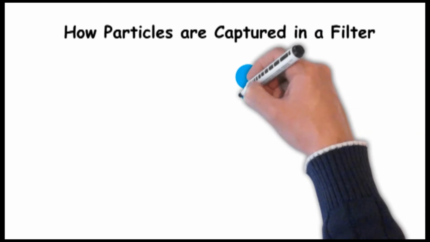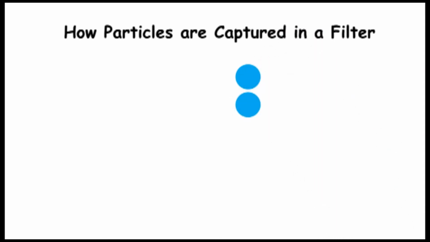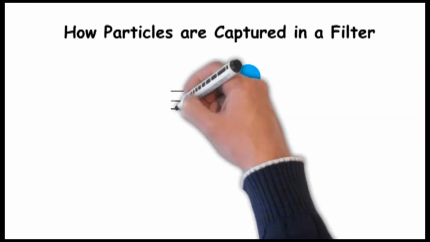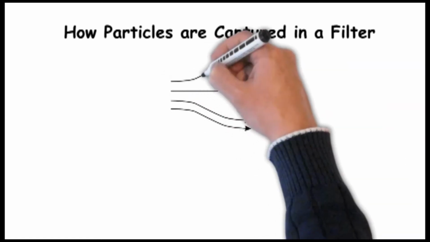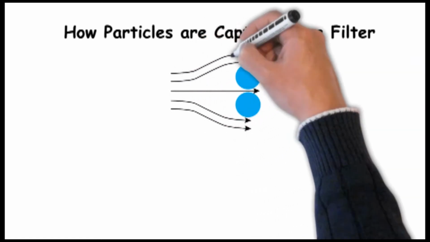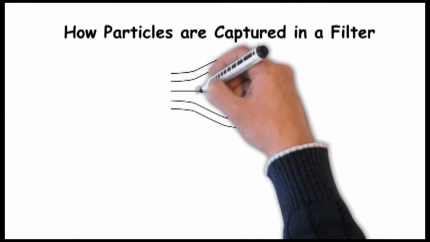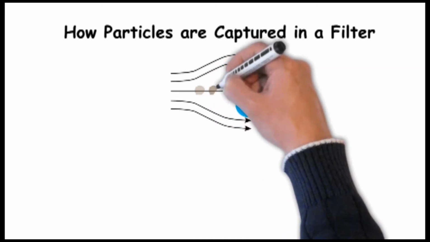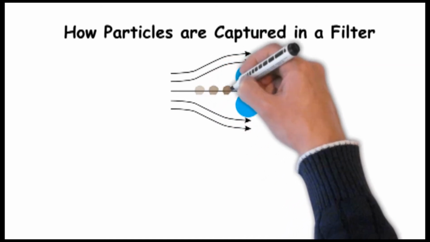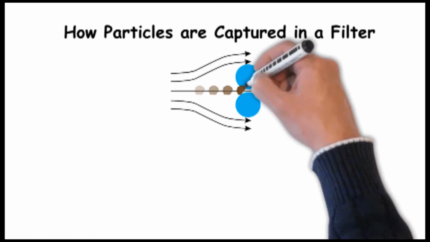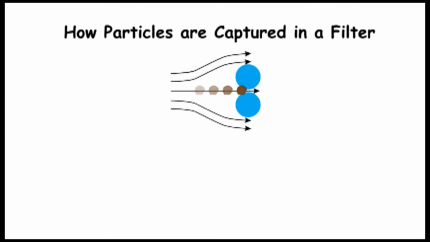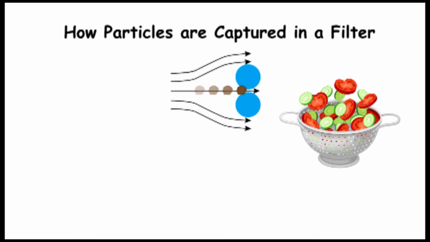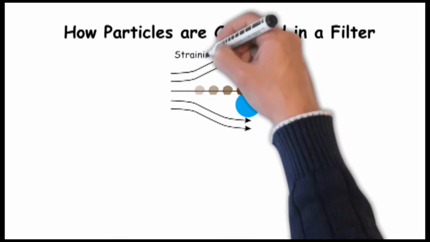Filters are made up of strands of filter media. Air is pulled through the filter and the air goes between and around the strands of filter media. Particles are pulled along in the air through the filter, and if a particle happens to be larger than the gap between two pieces of filter media, it'll get stuck, just like washing vegetables in a strainer in your sink. So they call this straining.